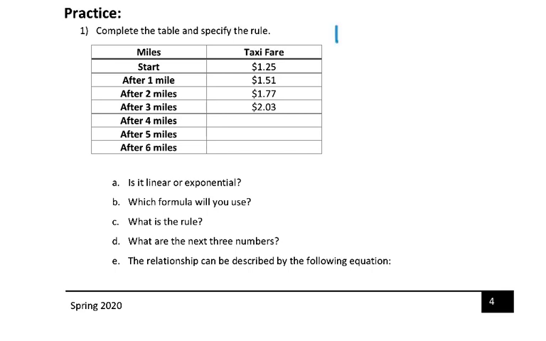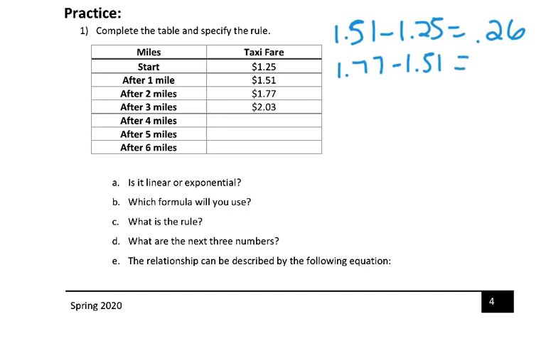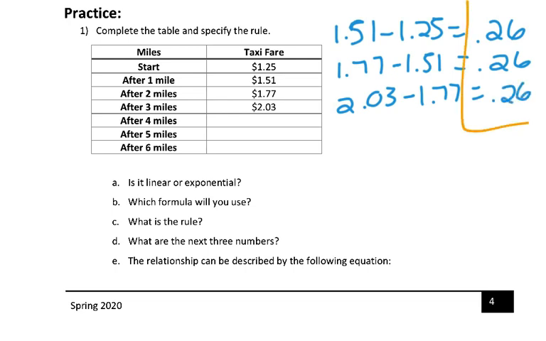So we'll start first. 1.51 minus 1.25 will give me 0.26. And then 1.77 minus 1.51 is going to give me 0.26. It's looking linear. 2.03 minus 1.77 will give me, hey, 0.26. So we now know that this is definitely a linear data set.